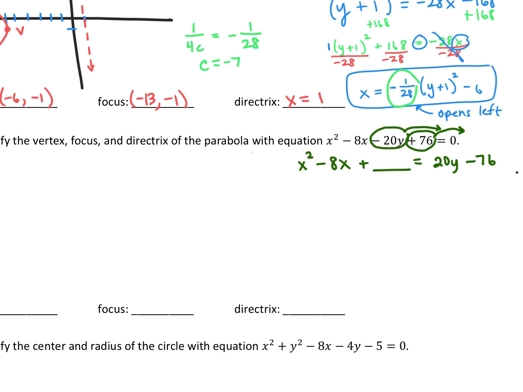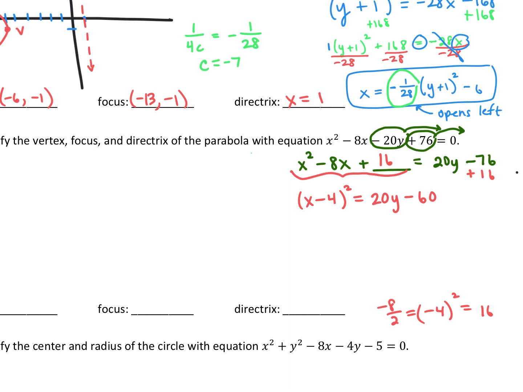Okay, so now we complete the square. We go to our b value. We're going to divide it by 2 and then square it. Negative 8 divided by 2 is negative 4, and then when we square that, we get a positive 16. So we're adding in 16 to our equation on the left side, which means we have to add in 16 to our equation on the right side. On the left, we just designed it so that this could factor. Factors of 16 that add up to negative 8, that's going to be a negative 4 and a negative 4. So (x minus 4) squared equals 20y, and then negative 76 plus 16 is a negative 60.